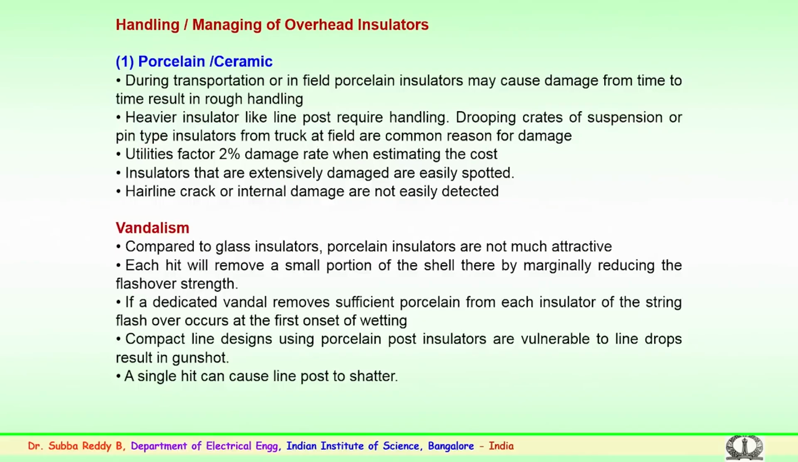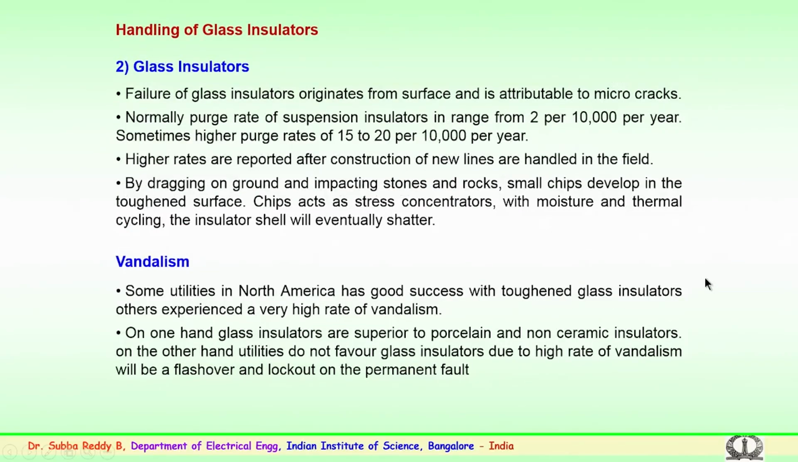Compact line designs using porcelain or post insulators are normally vulnerable to line drops, which result, and reports of gunshots are seen. Any single hit could cause a line post to shatter. So, with vandalism, care has to be taken for glass or porcelain insulators.